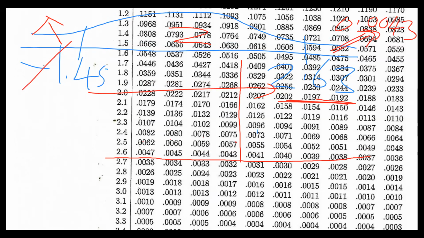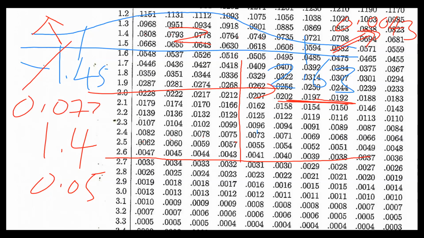What about this other one? For this one, you go to negative 1.4 and 0.05. 1.4 and 0.05. The answer is 0.0735. Okay. So we are looking for the area that is in between.